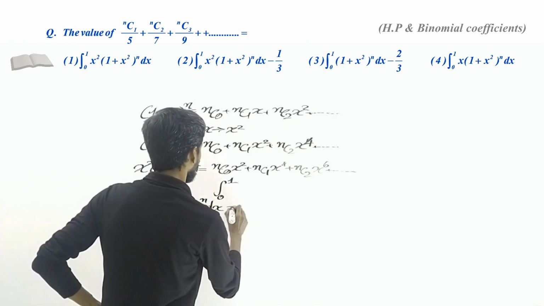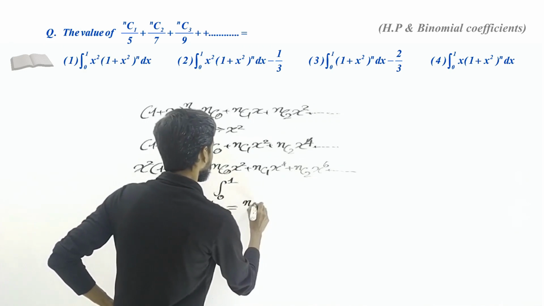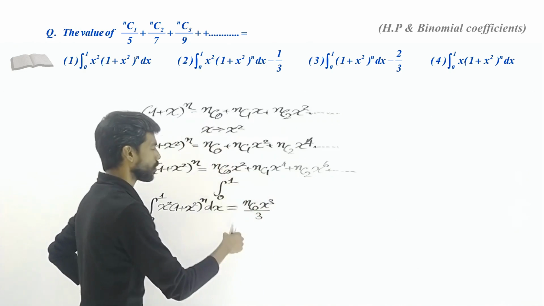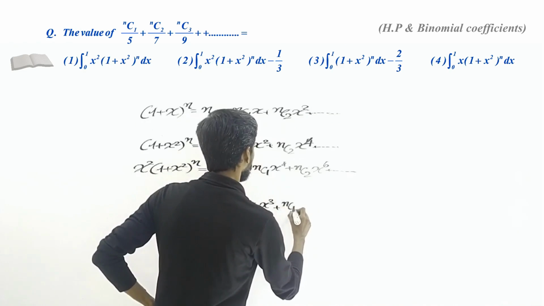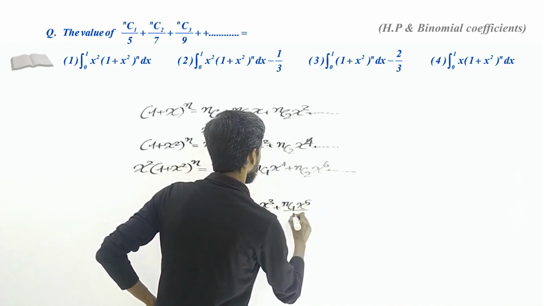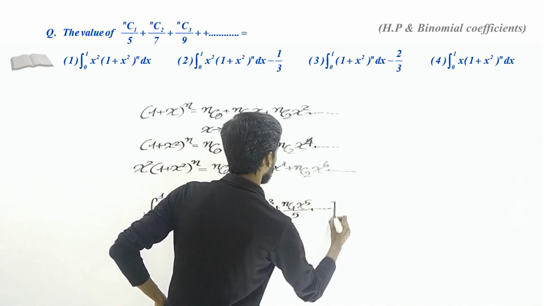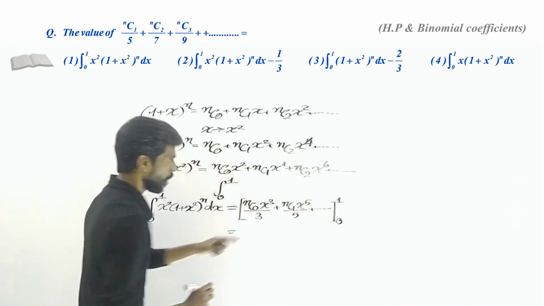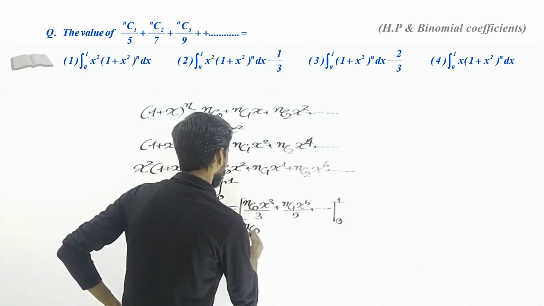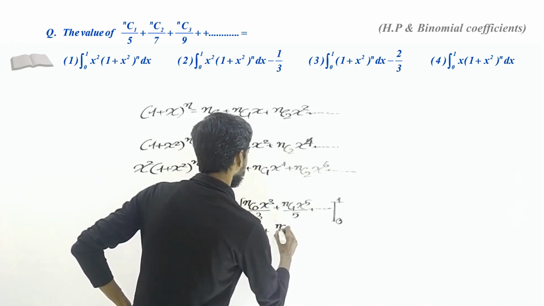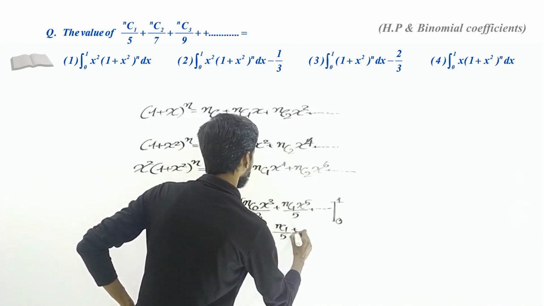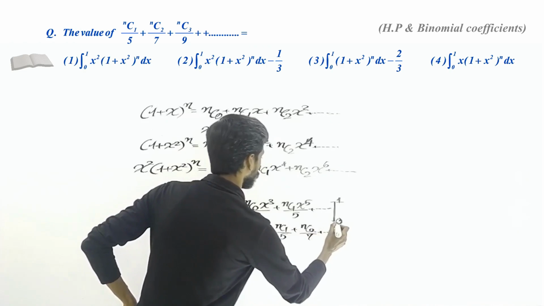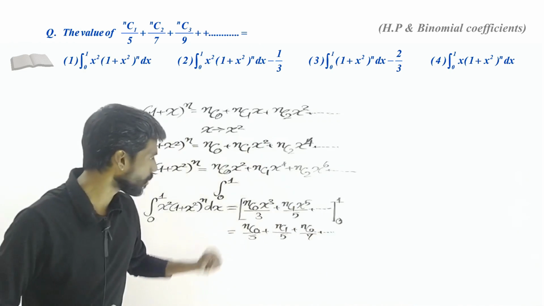If you do the integration of the right hand side, you get nc0 x cube divided by 3 plus nc1 x to the power 5 divided by 5 plus etc. We have to substitute the limits 0 to 1. If we substitute 1, we'll get nc0 divided by 3 plus nc1 divided by 5 plus nc2 divided by, next one will be 7, etc. If you substitute 0, we'll get 0 anyway. So that is our required answer.